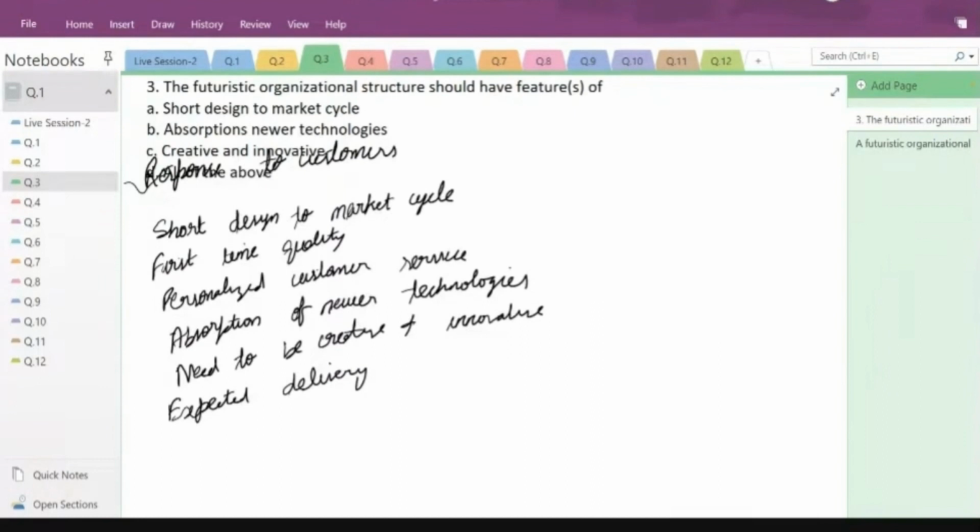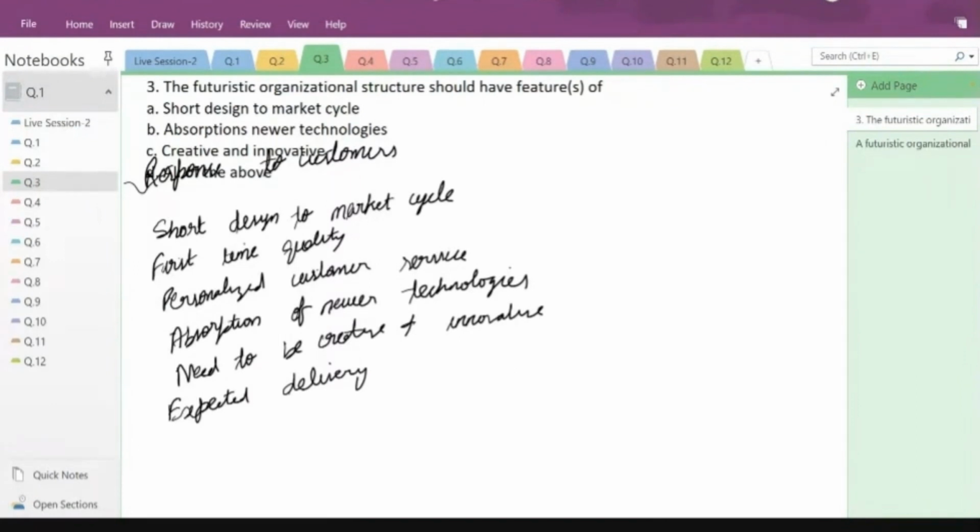And whenever we get negative feedback about any new product, then we should try to avoid that negative feedback. Next is personalized customer service. As we discussed previously, even if there are some issues, they should be addressed as early as possible. Next, short design to market cycle.